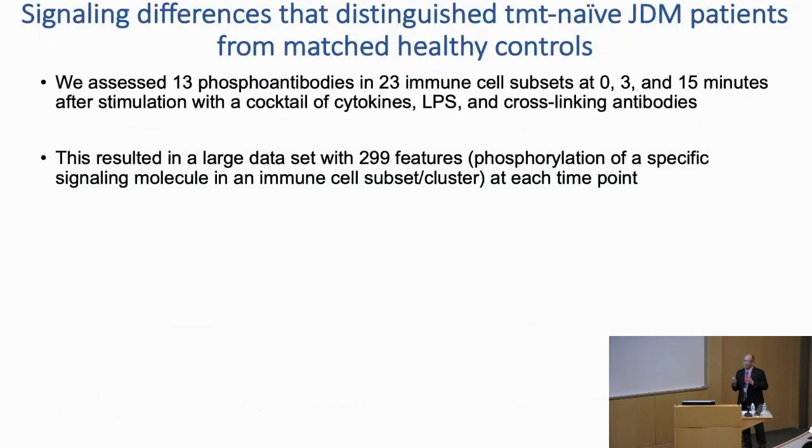So back to the main purpose of this study, we assessed 13 phosphoantibodies in 23 immune cell subsets at 0, 3, and 15 minutes following stimulation. This results in a very large data set. So there were 299 features, and I'm going to use the word feature several times. It's a specific phosphoprotein, phosphorylation of a specific signaling molecule in an immune cell subset at each time point. And so you can't just look and say what's significant. You have to do some math.